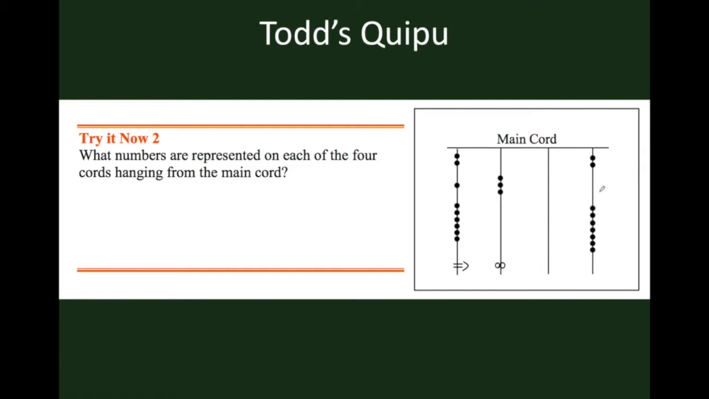And then we go up here to the hundreds position and there are no dots. And then finally in the thousands position there are 2 dots. So this would be 2,000. What do I have here? 2, 0, 7, 0. 2,070 items.